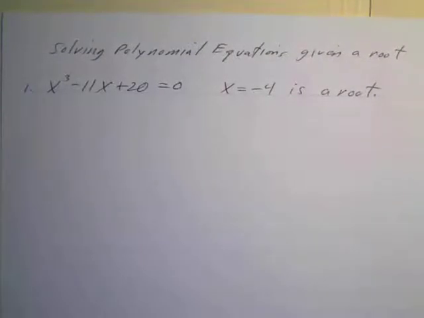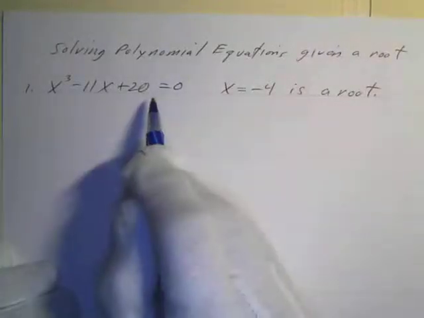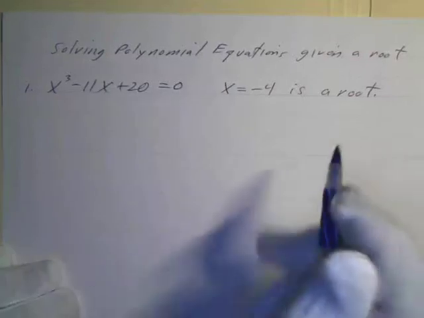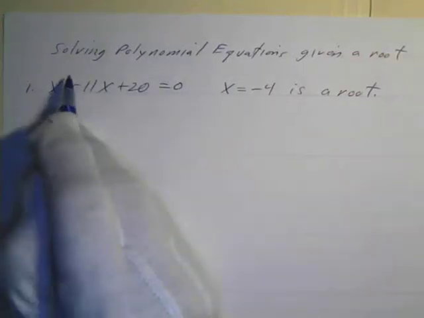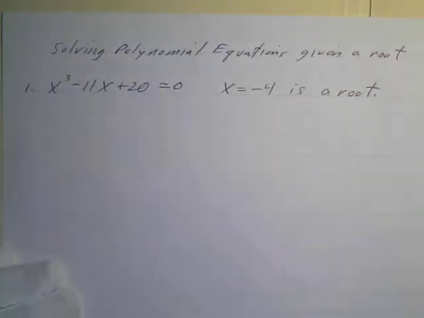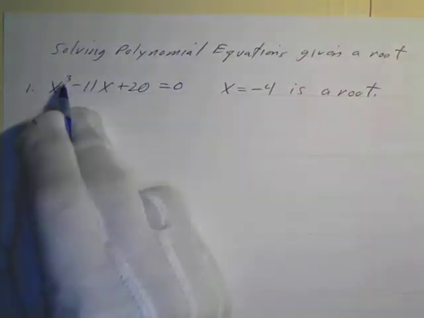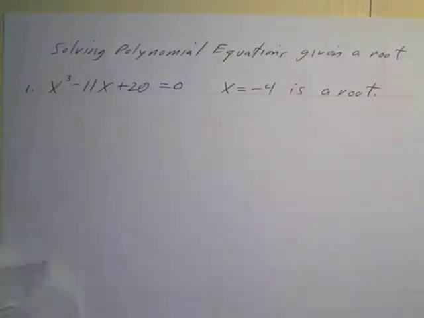So this is my polynomial equation. It's x cubed minus 11x plus 20 equals 0. So I want to solve it. That means I want to find all the roots. Since the degree of this polynomial is 3, I know I'm going to have 3 roots. This tells me how many roots I'm going to have: the highest degree of any term, which is the degree of the polynomial. So it's degree 3, so I've got 3 roots. I'm given 1, so I've got to find the other 2.